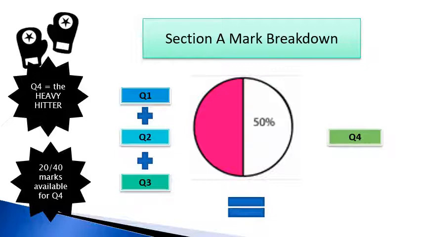4 paragraphs. Now we can see that questions 1, 2 and 3 put together are worth 20 marks, and question 4 on its own is worth 20 marks. So it's important that you spend about 25 minutes writing up your answers to question 1, question 2 and question 3, and about 25 minutes writing up your answer to question 4.